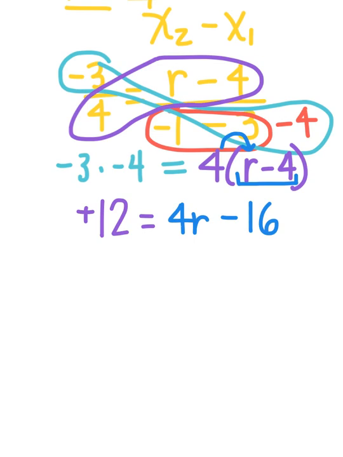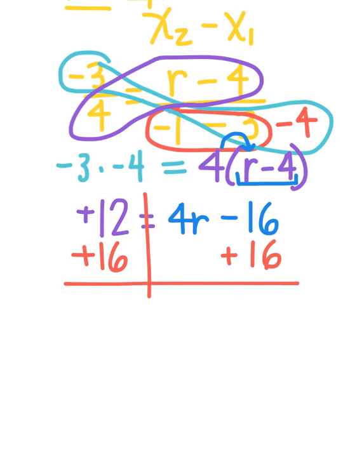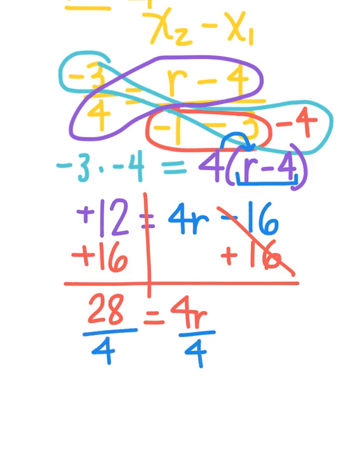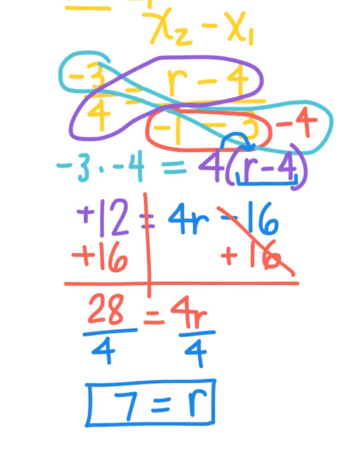This is a two-step equation, but we're good at two-step equations. We're going to solve by isolating the variable, by doing the opposite. So this cancels out. 4r equals 28. Let's divide to further isolate our variable. So r equals 7. The lesson is yours.